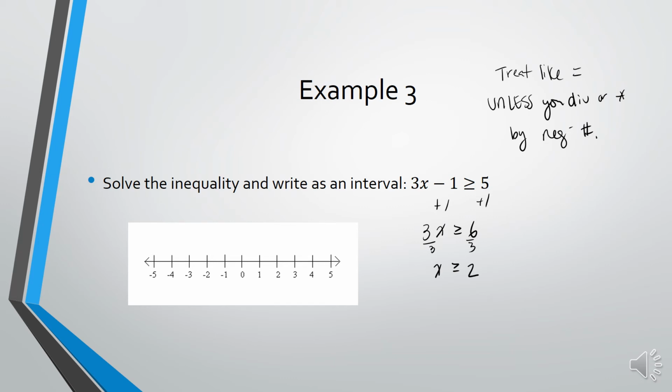As for my picture, x is greater than or equal to 2, so I want to use a closed circle because it could be equal to, and I'll shade everything larger than 2. For my interval, the smallest x could be is 2, and we said that it could be equal to 2, so we'll use a square bracket. And the largest is infinity, and we always use parentheses for that.